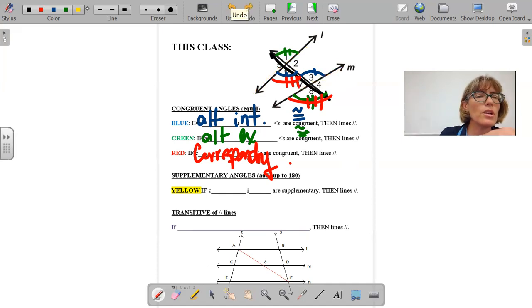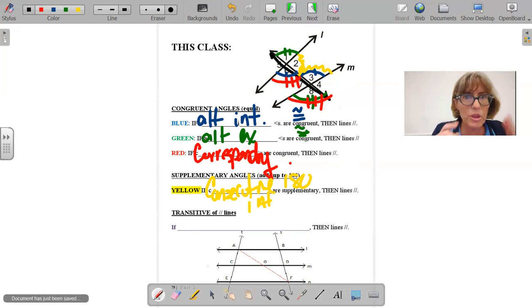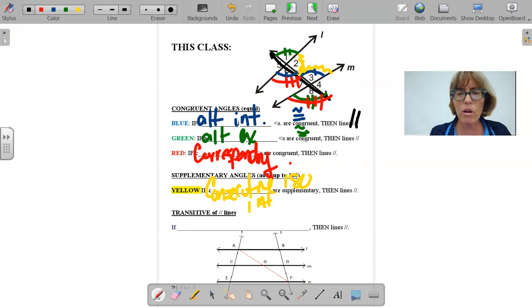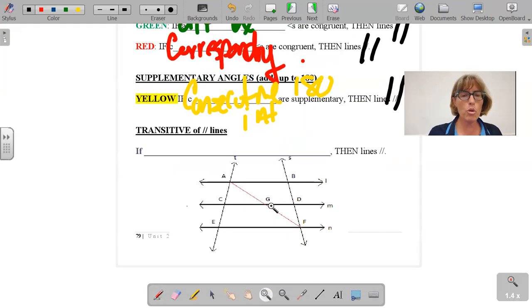Last but not least, if consecutive interior angles are supplementary or add up to 180, then the lines are parallel. Notice we're ending with the proof that you have parallel lines. So that's the 4 of the converse of the previous class. And then there's one more that says this. One more simple one.